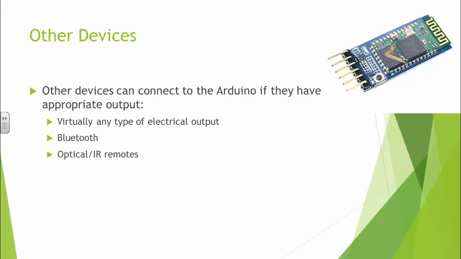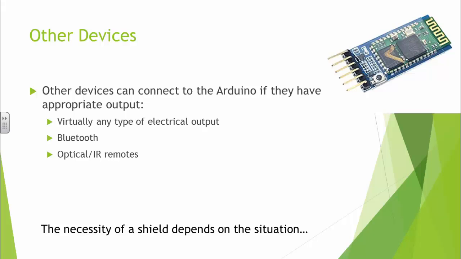There are other devices that aren't precisely sensors. So we can connect any kind of electrical device to an Arduino as long as it has predictable electrical output. And so we can do things like connect Bluetooth and optical IR remotes, things like this. Whether or not we have to purchase a shield depends on the precise situation.